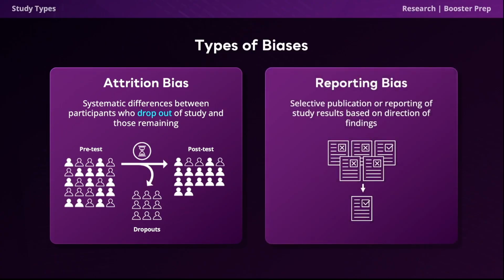And finally, reporting bias occurs when there is a selective publication or reporting of study results based on the direction of findings. This bias can occur when researchers preferentially publish studies with statistically significant results or positive findings while excluding studies with null or negative results. This leads to an incomplete representation of available evidence.